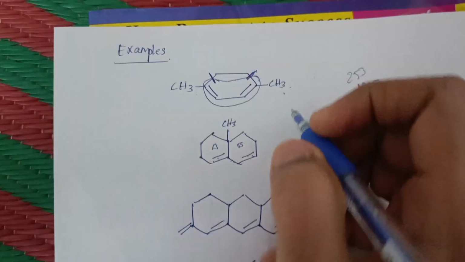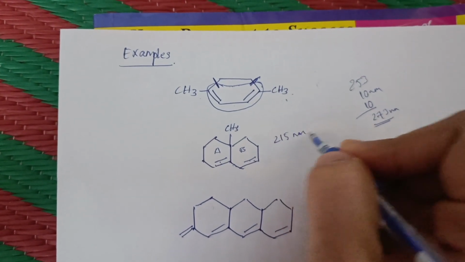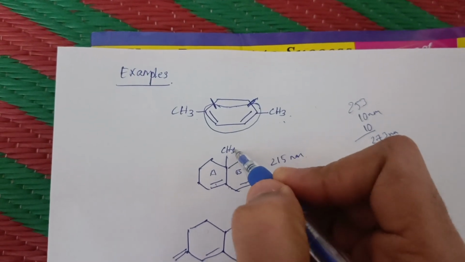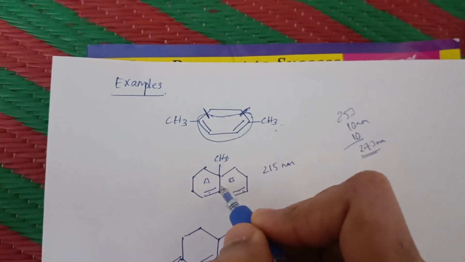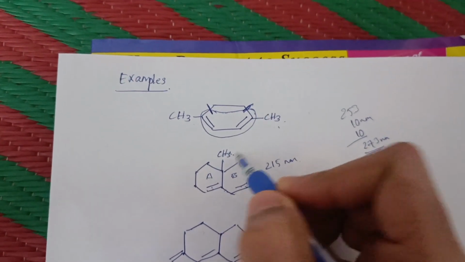So this is a heteroannular diene. So we are given 215 nanometers. Here you can see that there is one alkyl substituent, but it is not involved in this conjugation. That's why we are not considering this alkyl substituent.